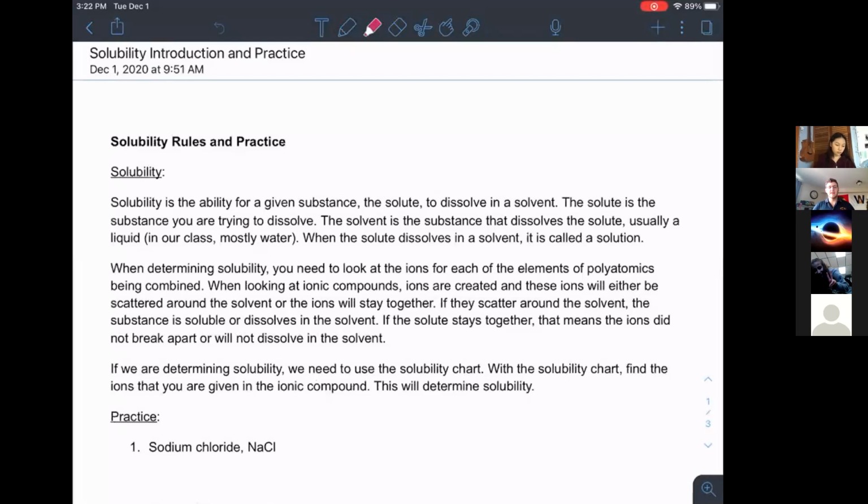So solubility is the ability for a given substance, which we're going to call a solute, to dissolve in a solvent. So lots and lots of words that start with S, which is going to be fun. I know you're all excited to see 4 S words that all sound similar. So the solute is the substance you're trying to dissolve. It's the thing that you're trying to put into something else to make some solution. The solvent is the substance that dissolves the solute.